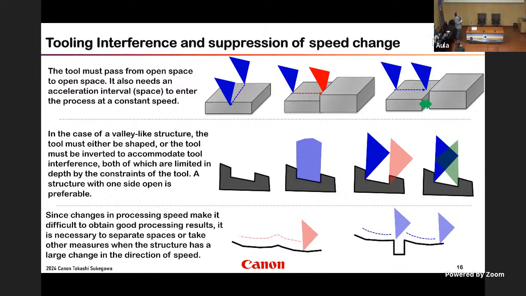The tool must be able to pass through to our target. So we cannot cut a structure like that. Of course, this direction is impossible, but we can cut in this direction. So it is easy to know. And you can also make some space, so we can cut in this direction also.